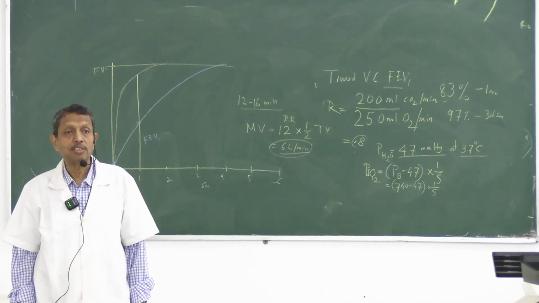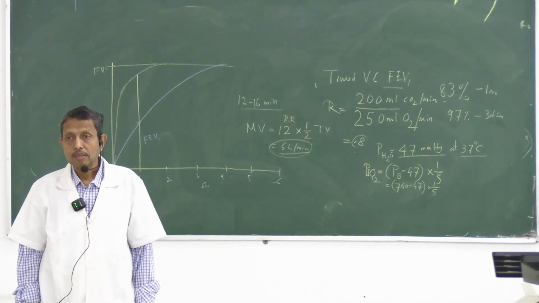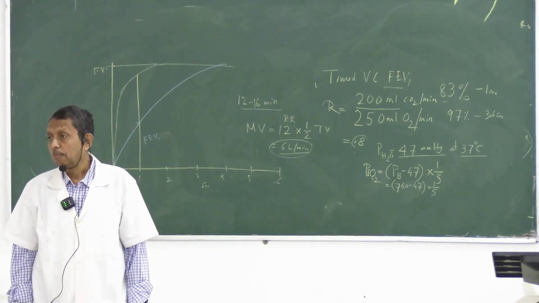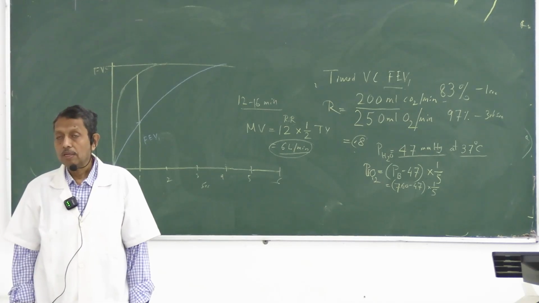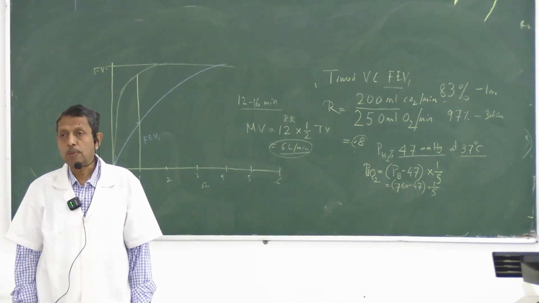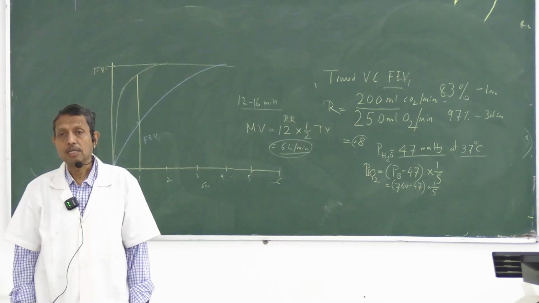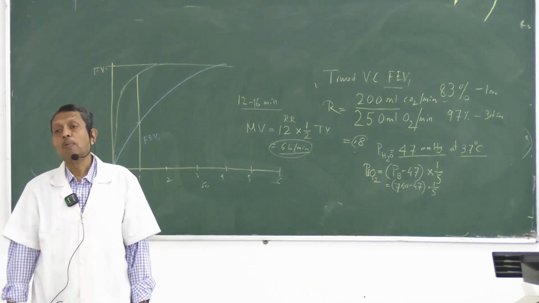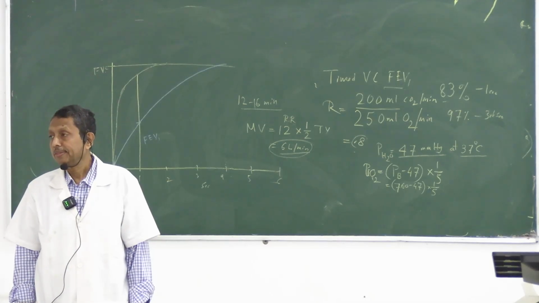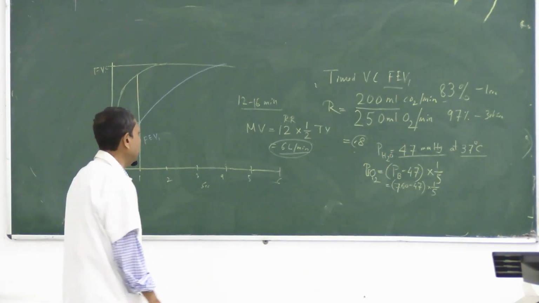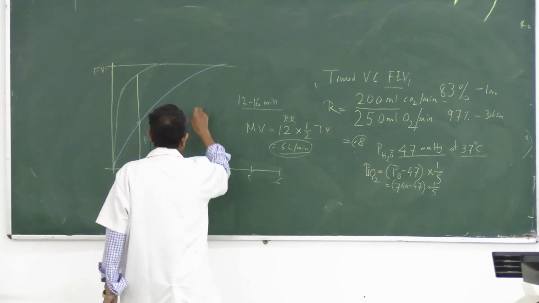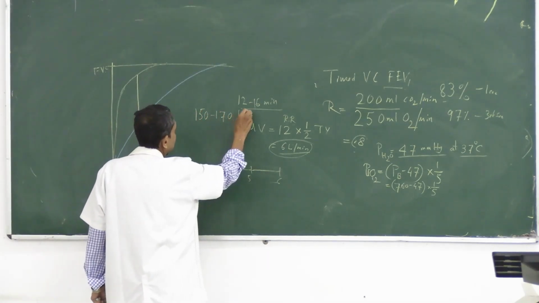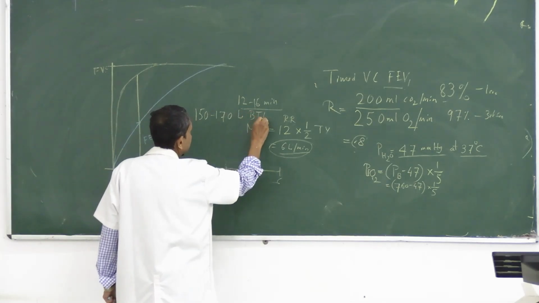Maximum voluntary ventilation is done, and it can be recorded in the spirometer. Spirometer. Maximum voluntary ventilation is possible for 10 seconds or 15 seconds, not more. It is exhausting in this way. Suppose in that case the value is 150 to 170 liter BTPS.